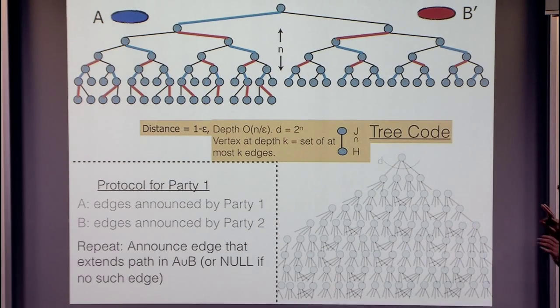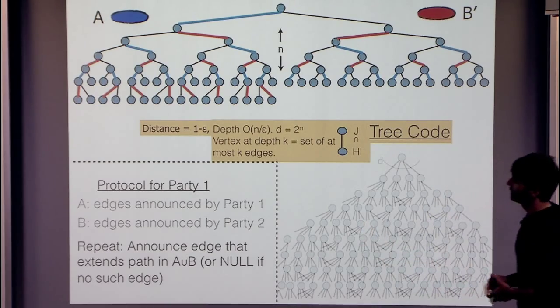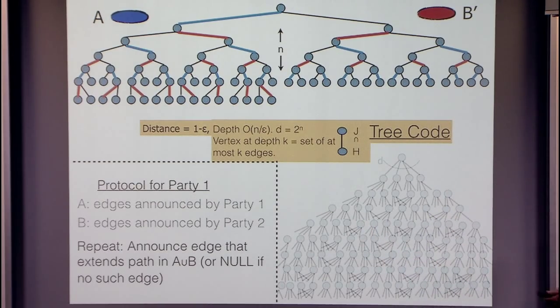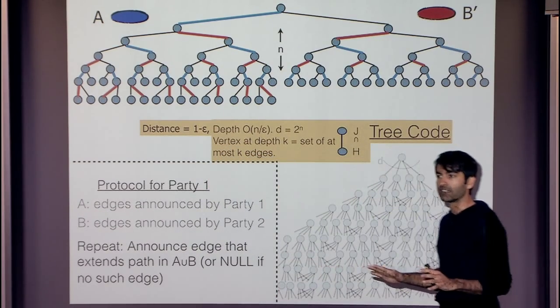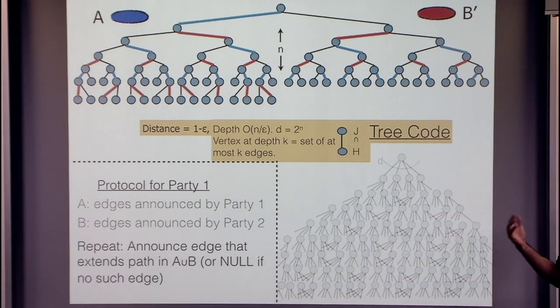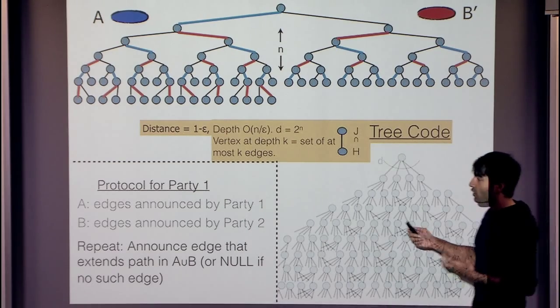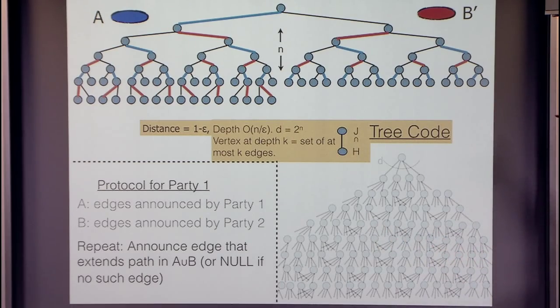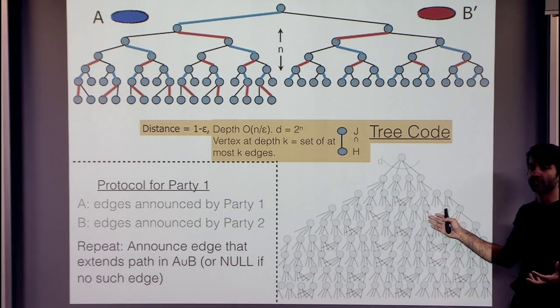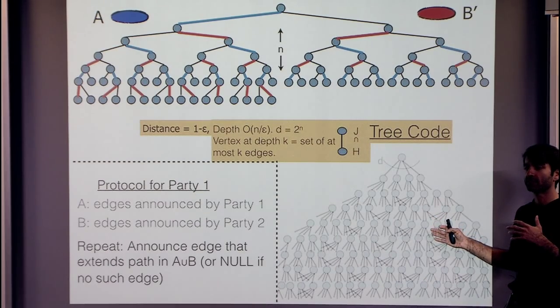So I'm going to describe the protocol from the perspective of the first party. Okay? From the perspective of the first party, he's going to keep track of 2 things. He knows so far the edges that he's announced, and these he really knows, right? The adversary cannot corrupt his memory. But he doesn't know exactly what edges were announced by the second party. So instead, he uses a proxy, this B prime that I've drawn there. He keeps track of his best guess for the vertex in this tree that corresponds to the second party's messages, and this decodes to some subset of edges.